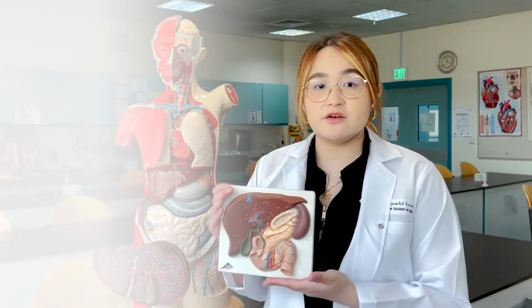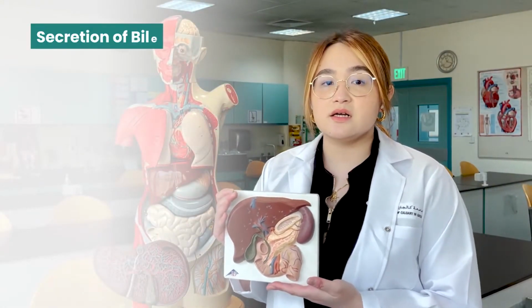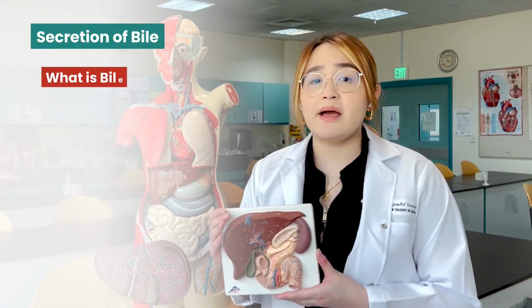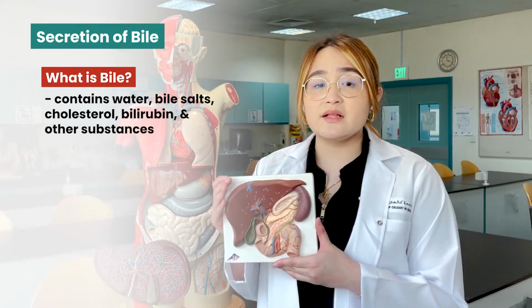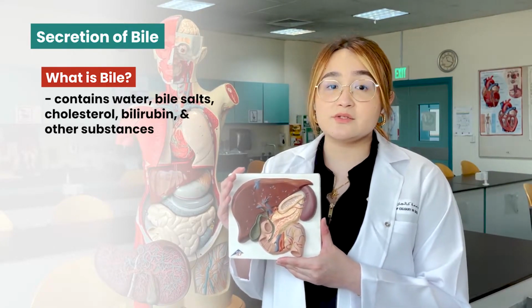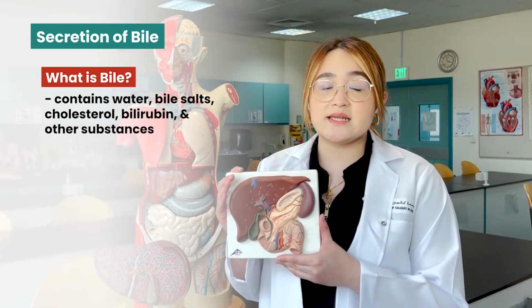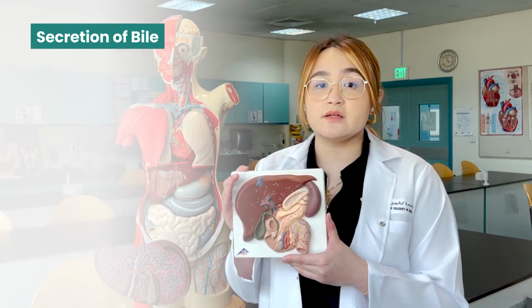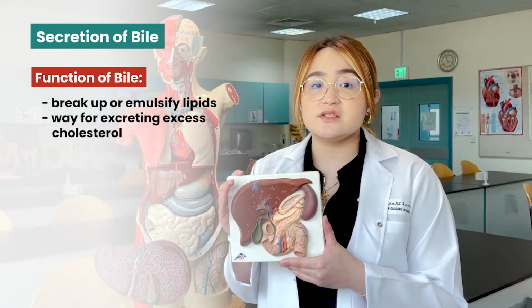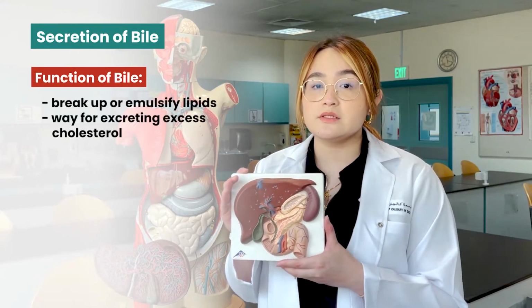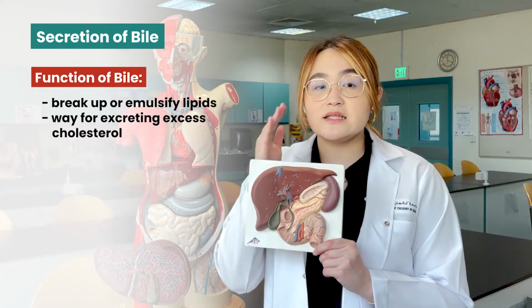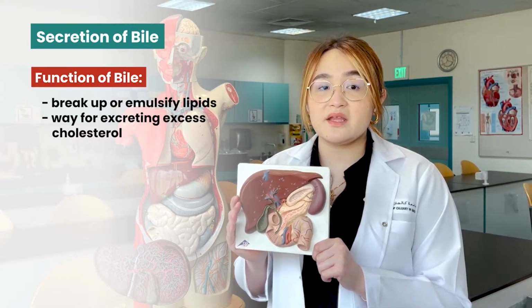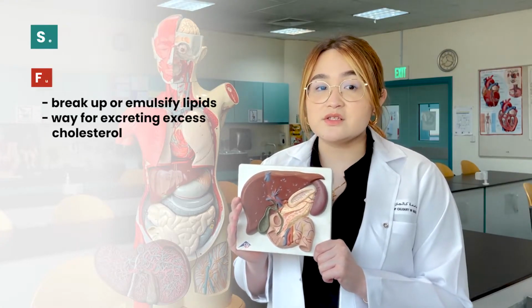However, the main function of our liver is the secretion of bile into ducts, which is why it is classified as an exocrine gland. Now, what is bile? Bile contains water and bile salts, cholesterol, bile pigments or bilirubin, and other substances that act as detergents that break up or emulsify lipids into smaller particles. This is done to aid in digestion since lipids tend to form large globules. Other than that, bile that is eliminated through the feces serves as a mechanism for excreting cholesterol from the body. Both of these are the primary functions of bile.